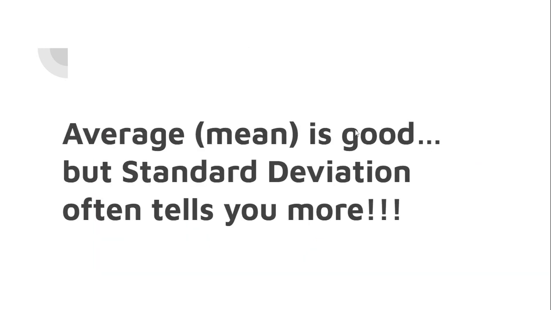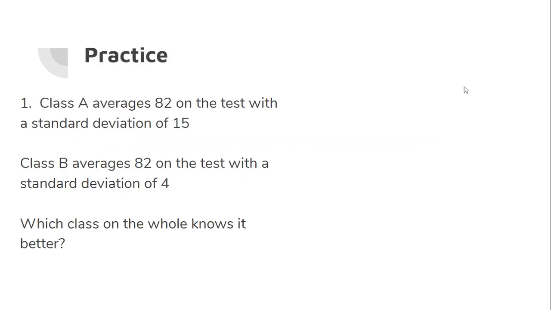So average, the mean is good, it's very useful, but standard deviation along with mean is often going to be much more valuable. So for instance, Class A averages 82 on the test with a standard deviation of 15. Class B also averages 82, but with a standard deviation of 4. Which class on the whole knows it better, right? Which class has more students that likely passed the test?